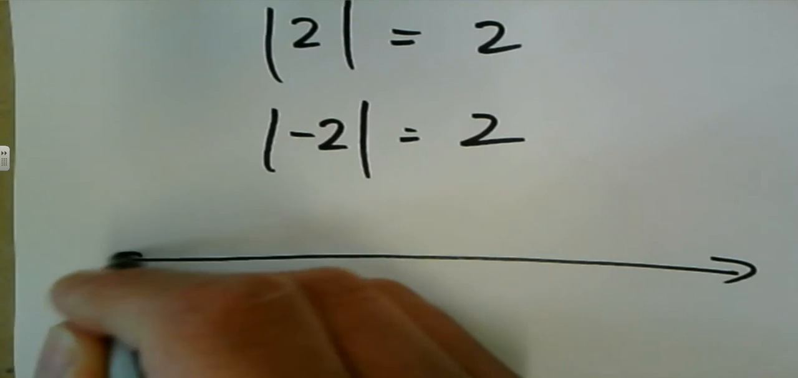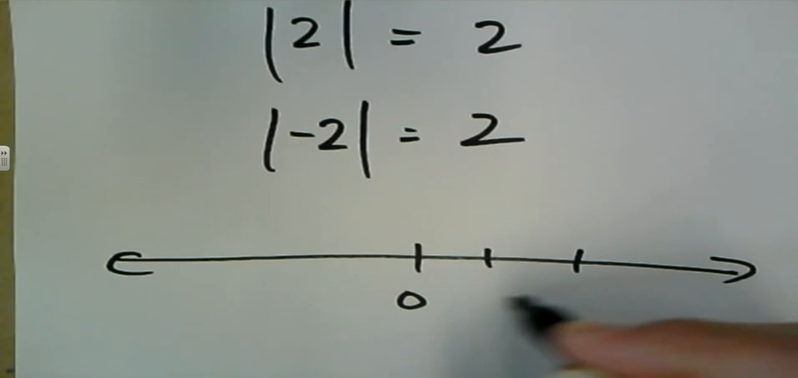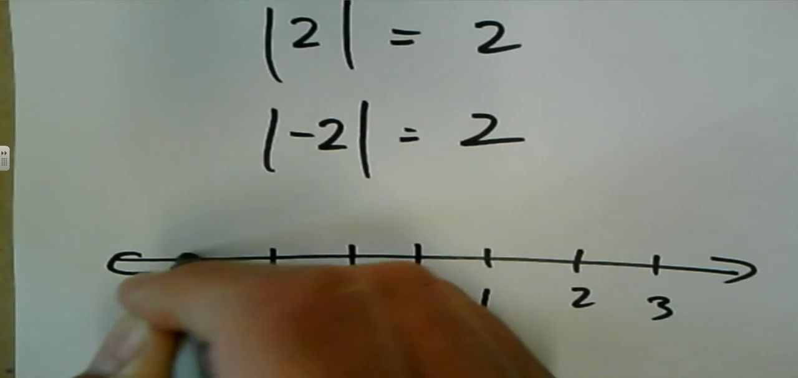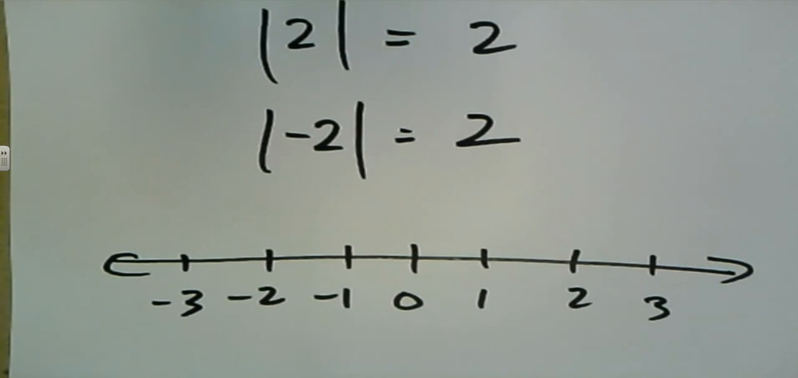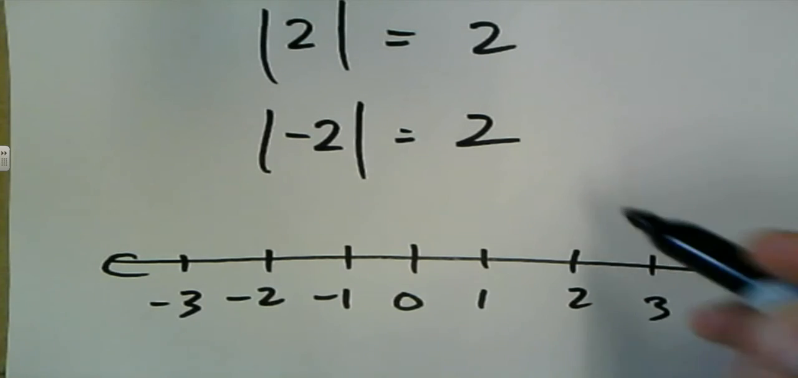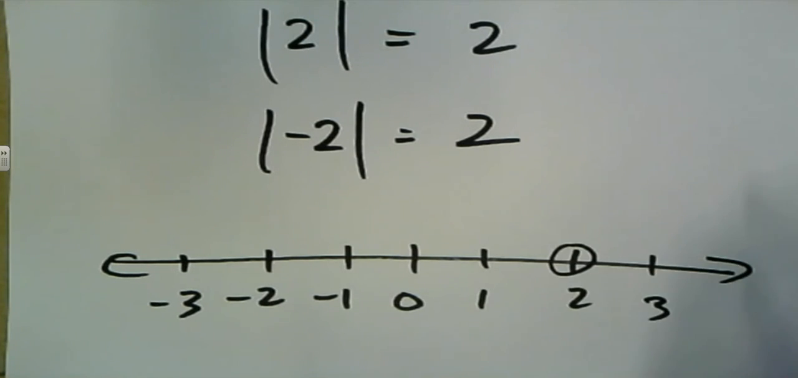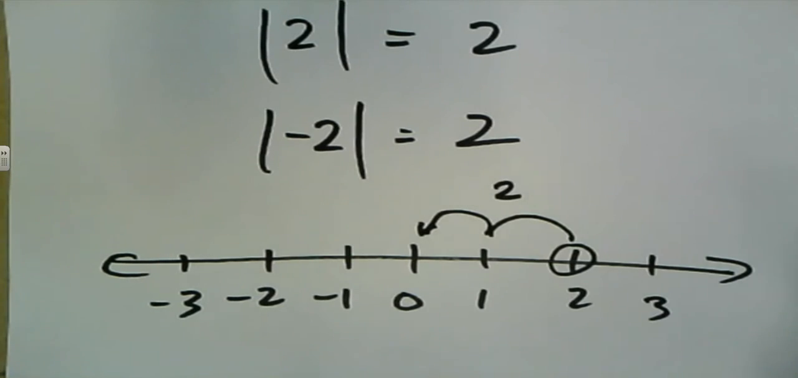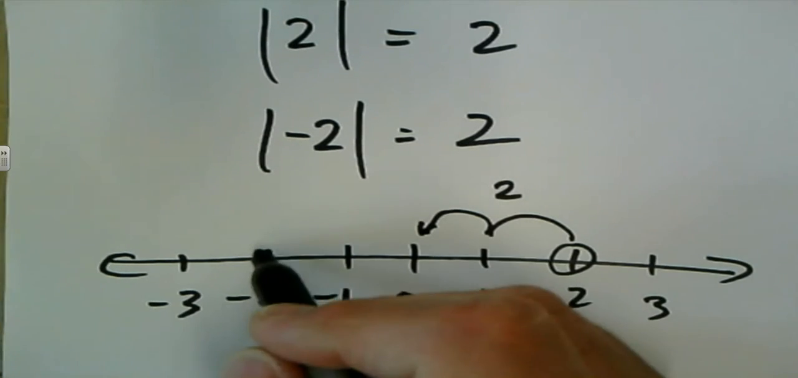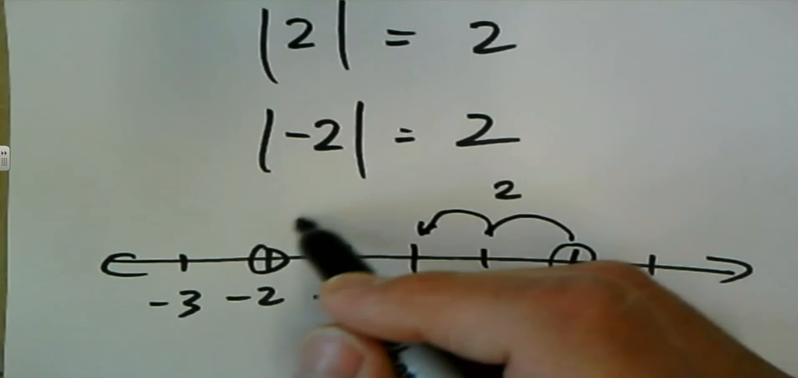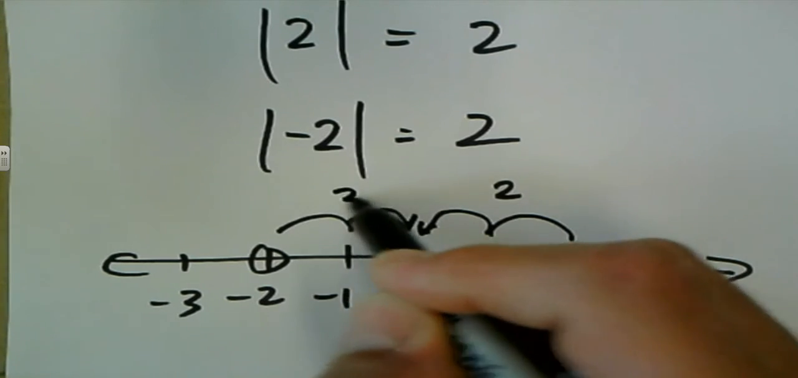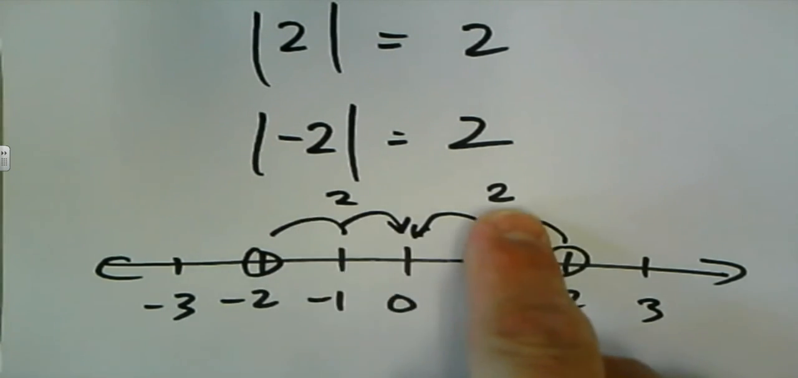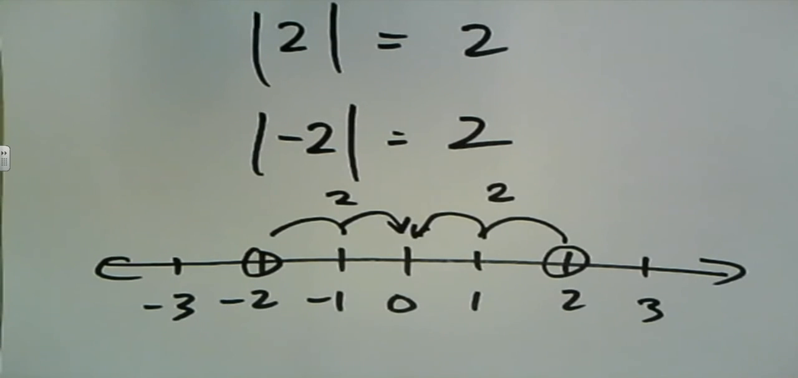So we have a number line. We have 0, 1, 2, 3, and a number line this way goes to the negative numbers. The absolute value here is 2. It is 1, 2 spaces away from 0. Here's negative 2. It is 1, 2 spaces away. Its absolute value, the distance from 0, is 2 for both. That's why the answer is 2.